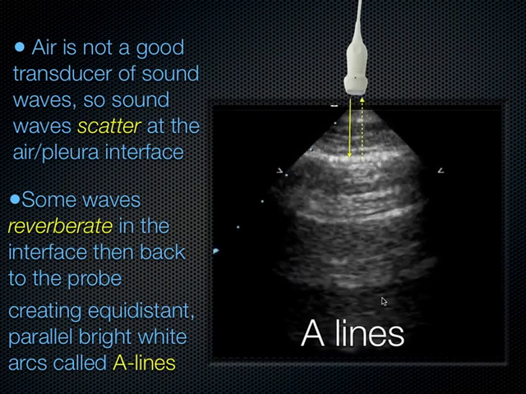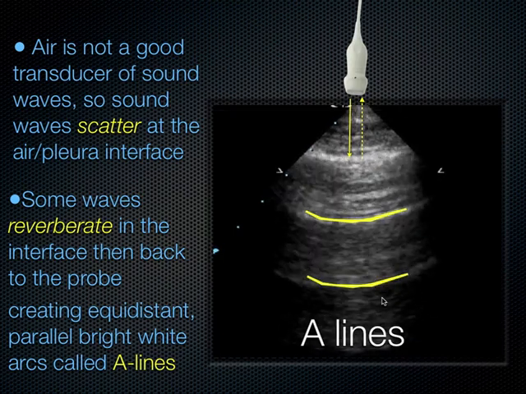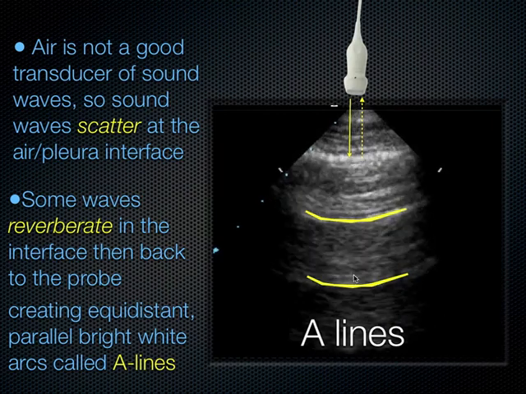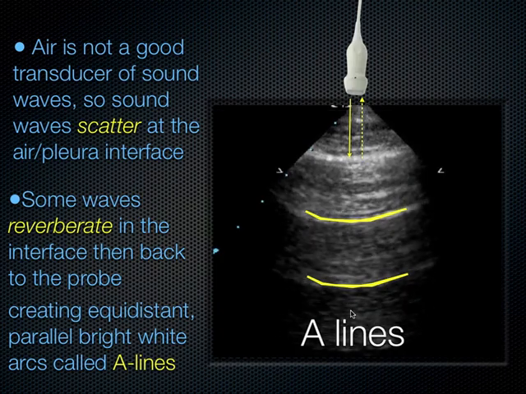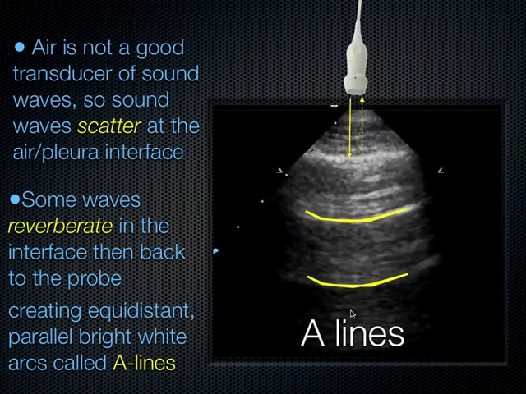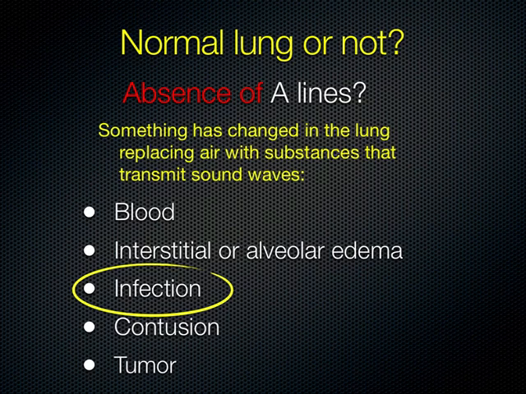So there's the pleural line, and then there's the first A-line, and then there's the second A-line. And again, they repeat at this equidistant interval. And that's normal. That's what we expect to see in normal lung, although sometimes you can see this with pneumothorax. But what we're talking about right now is infection or pneumonia. And so it's when you lose those A-lines, when there's absence of A-lines, that something has changed in the lung that replaces the air with some kind of substance, whether it's fluid or infection, that can transmit sound waves.